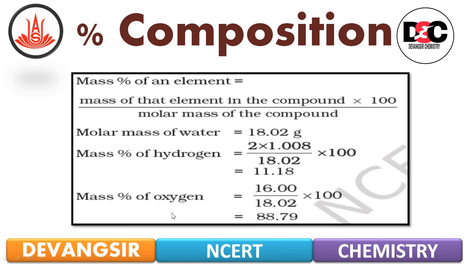In the same manner, calculate it for oxygen. In water only one oxygen is present, so 16 multiplied by 1, upon 18 is the total for water, multiplied by 100. If you calculate this, you will get 88.79. If you add both of these, for hydrogen as well as oxygen, then you should get 100. Then your answer will be the correct one. So this is for water.